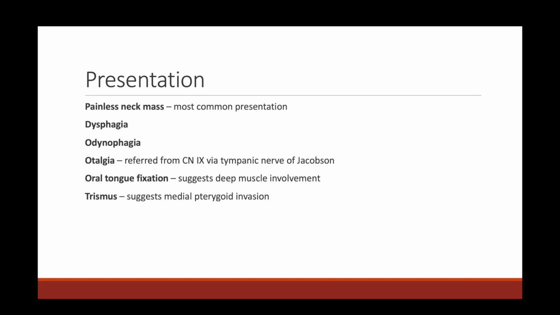They may have otalgia, which is referred pain from a branch of cranial nerve 9. It's called the tympanic nerve of Jacobson. It's a branch of cranial nerve 9, and it actually innervates the middle ear and the eustachian tube, so that can lead to some inner ear pain.